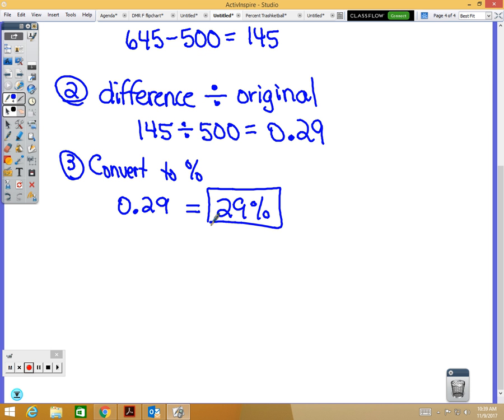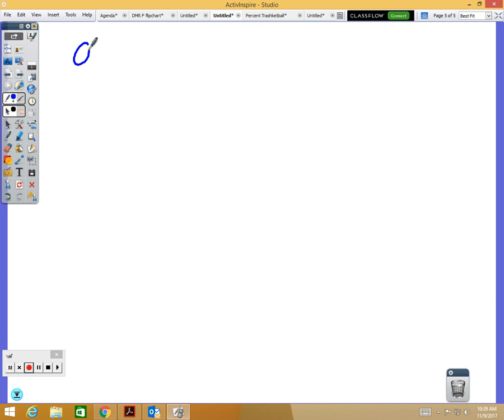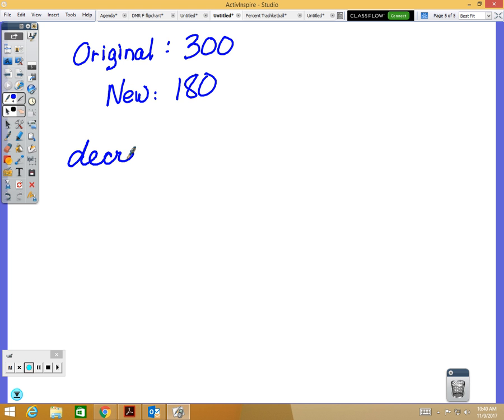Let's do one more of those, okay? Let's say that the original is 300, and the new amount is 180. Well, this doesn't have to be salary. Maybe something was on sale, okay? So we could find how much it was discounted. So we obviously see that this is a decrease, right? Now follow those same 3 steps that we used in the last problem, and figure out what percent it decreased.